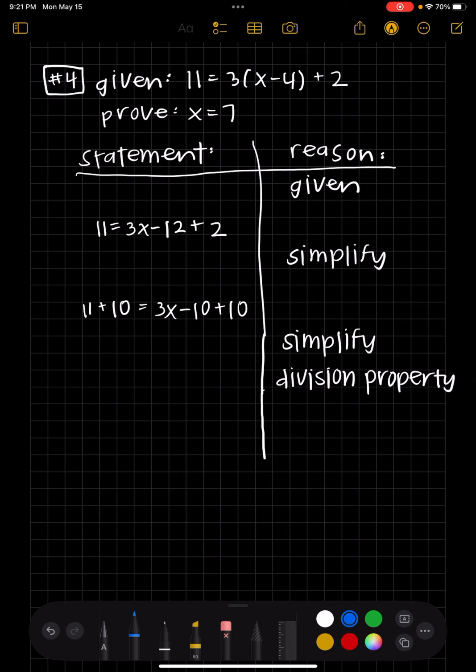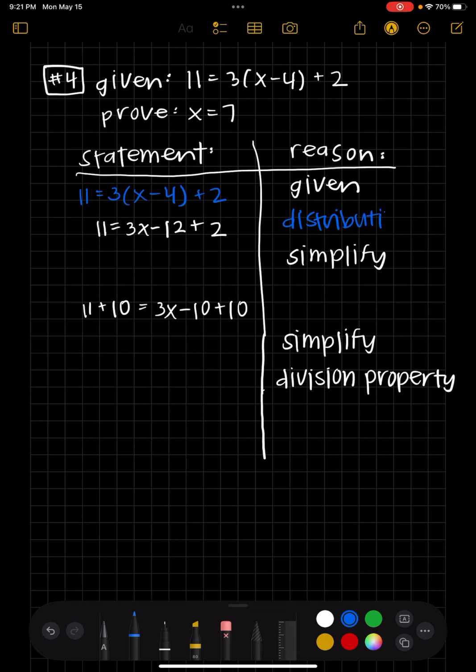The last example says that given 11 is equal to 3 times x minus 4 plus 2, we need to prove that x is equal to 7. So the first statement is blank, but the reason is given. When we have something that's given, it's just what was given at the top. So my first statement would be 11 is equal to 3 times x minus 4 plus 2. Then the next statement is 11 is equal to 3x minus 12 plus 2. Notice the parentheses went away. The only property where parentheses go away is the distributive property.